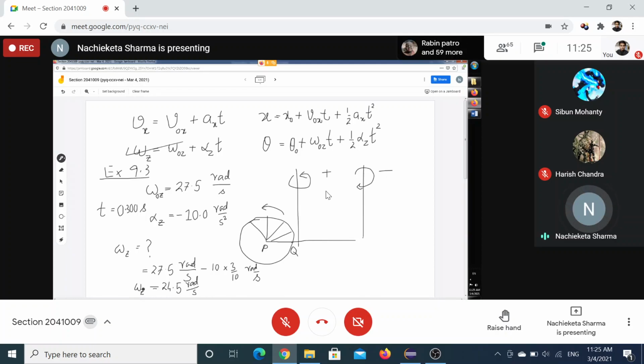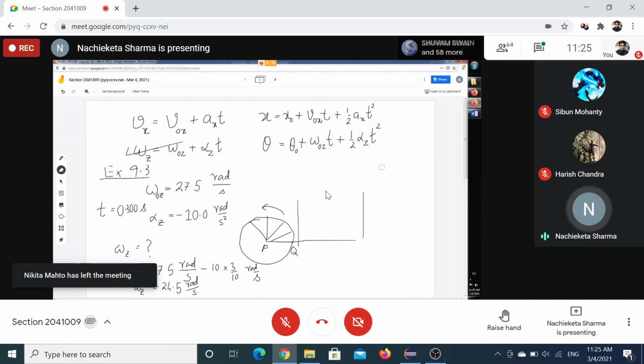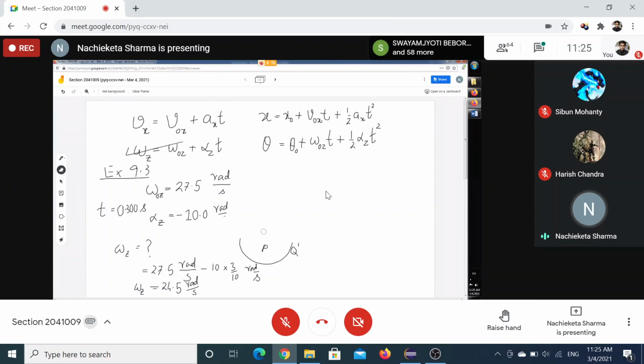Okay, the second question is, what angle does the line PQ make with the positive x-axis at this time? So we have to find out theta. So we have to use the second equation. You see how this example gives you an illustration of the application of the two formulas. Already one formula I have used. Now I will use this second formula. After 0.3 second, what is the angle described by the line PQ, that I have to find out.